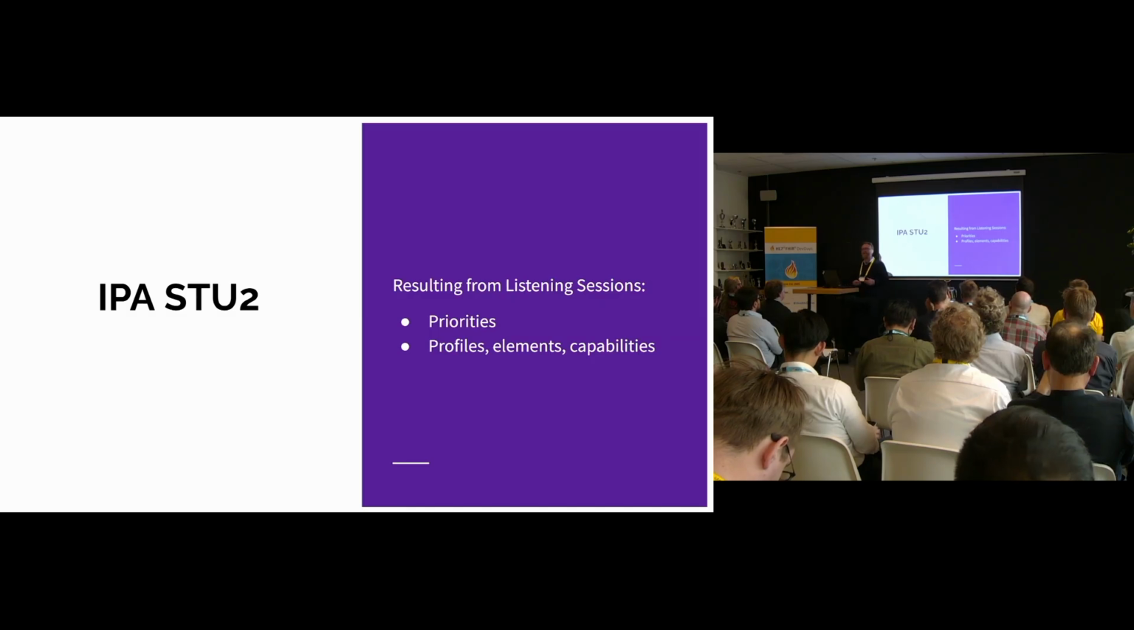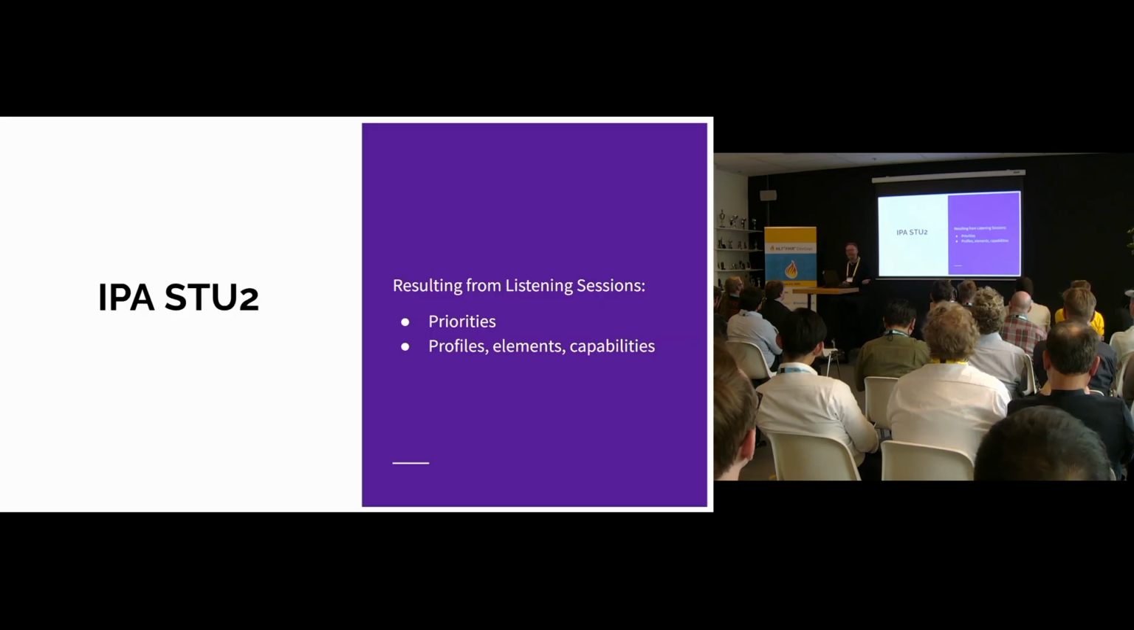And then a logical, reasonable outcome from this exercise is going to be a version STU2 of IPA. I think that should be more of an expansion of IPA1 and be compatible with IPA1. It'll be things like maybe new resources or new profiles, new elements, maybe new security capabilities.